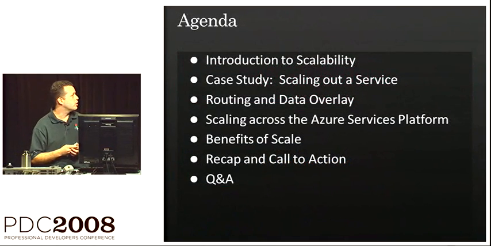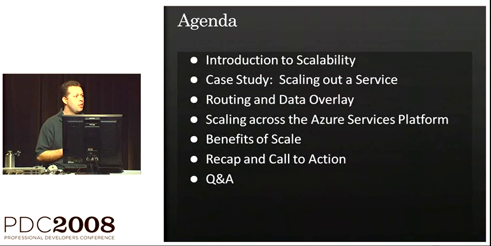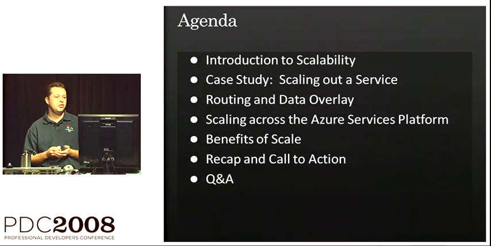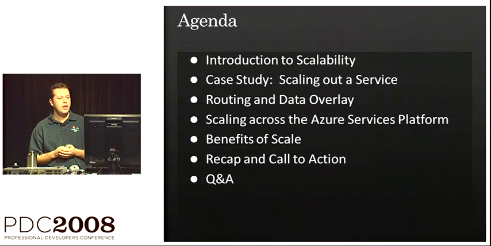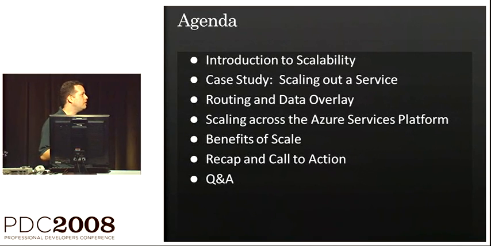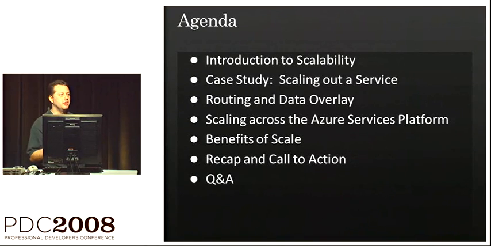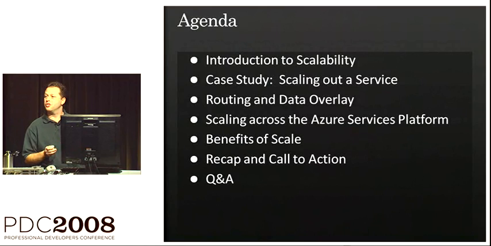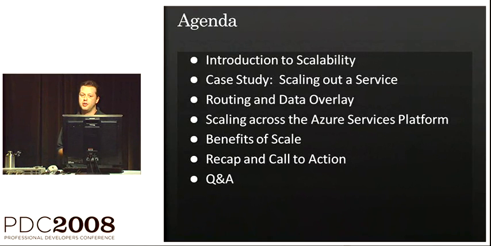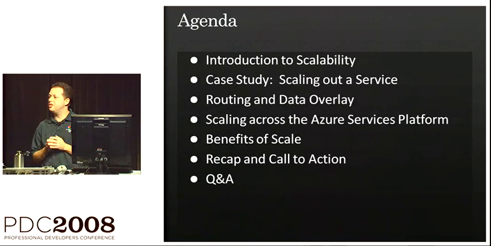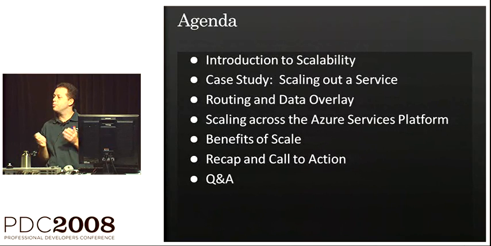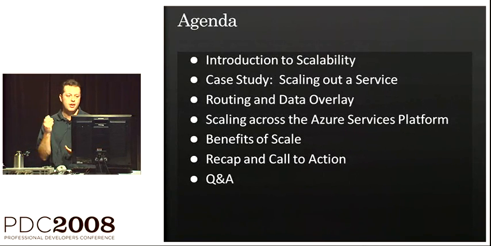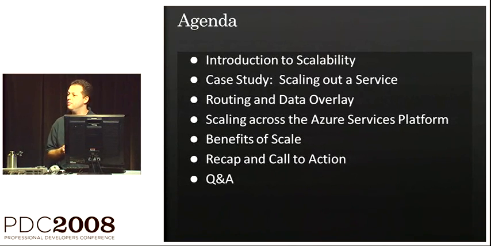So here's the agenda, a quick roadmap for the talk. I'll give you a quick introduction to scale out. I'll walk you through scaling out an example service. I've chosen the workflow service for this. And I'll take you on a deep dive into the routing and data overlay, which is a framework that we're building that makes it easier to build scalable services. I'll give you an overview of some of the Azure services and what they did to scale out. And then I'll talk about one of the interesting side benefits of scalability, which is the operations model that I alluded to earlier. And then, of course, we'll recap and get some time for Q&A.